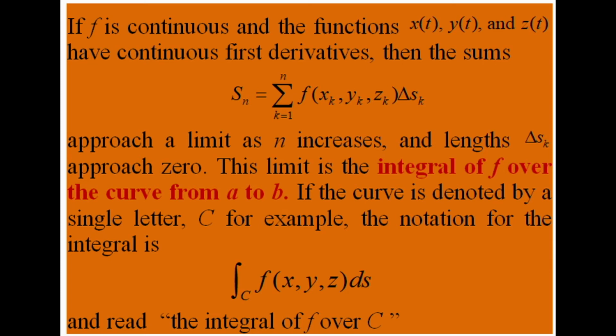If f is continuous and the functions x of t, y of t and z of t have continuous first derivatives, then the sums Sn approach a limit as n increases and the lengths delta sk approach 0. We call this limit the integral of f over the curve from a to b. If the curve is denoted by a single letter, say capital C, the notation for the integral is integral over C f of x, y, z ds, and we read it as the integral of f over C.